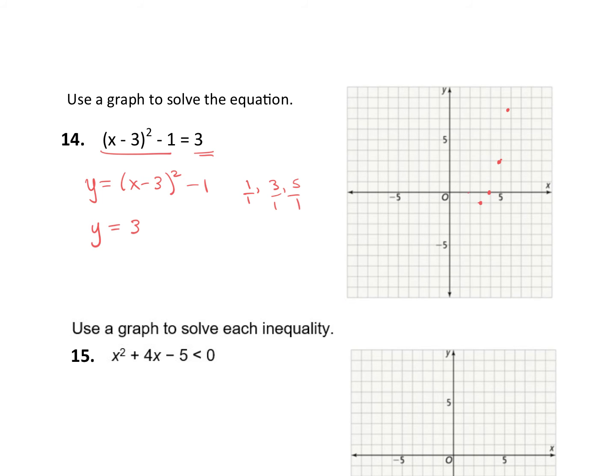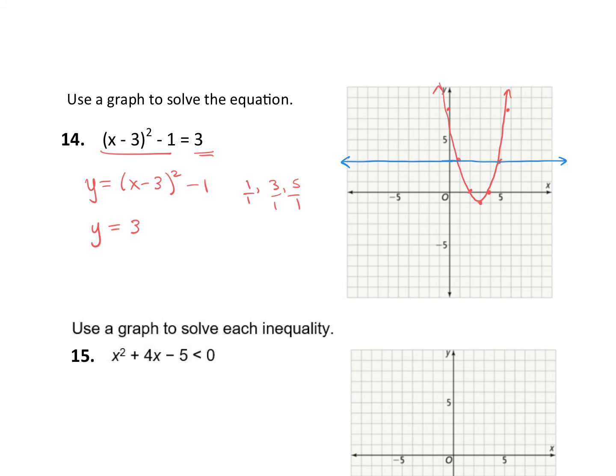Let's get those same points on the other side. And we can go ahead and draw in our parabola. We also need to draw this second line, y equals 3. Anytime it's y equals a number, it's just a horizontal line that crosses the y-axis at 3. So here's our horizontal line.